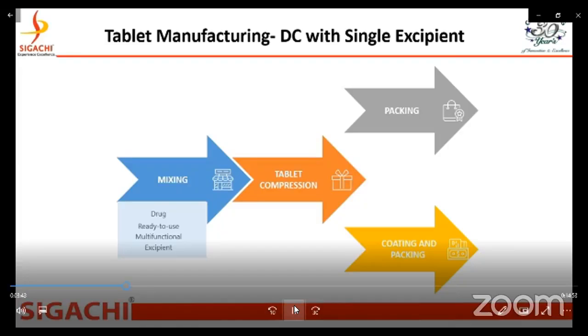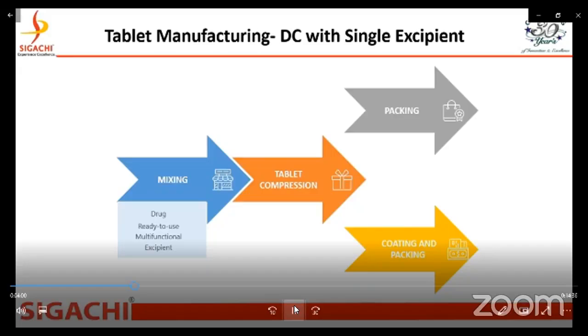DC with single excipient. In the case of direct compression with multifunctionality excipient, it eliminates multiple steps and only mixes with API and then compresses and packs. Development of multifunctional excipient by co-process involves following steps.